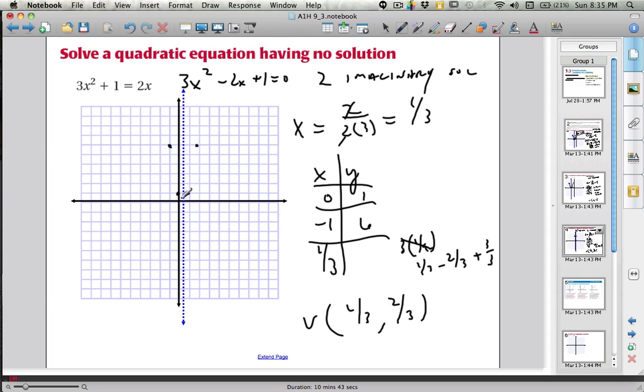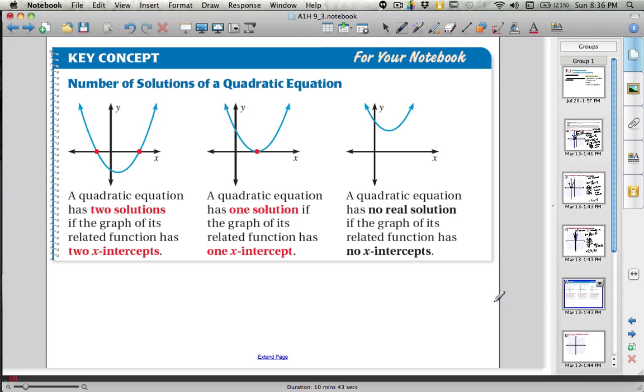And you see, what happens with my graph is it never actually hits the x-axis. So they say I have no solution. The reality is my solutions are imaginary numbers. And right now we're just staying in the realm of real numbers. This is what it looks like. Two solutions, one repeated solution, two imaginary solutions.